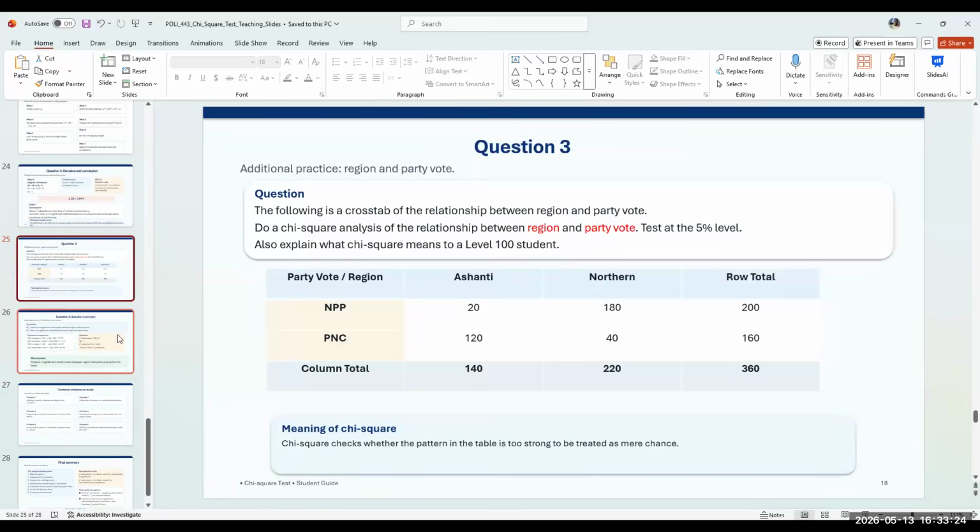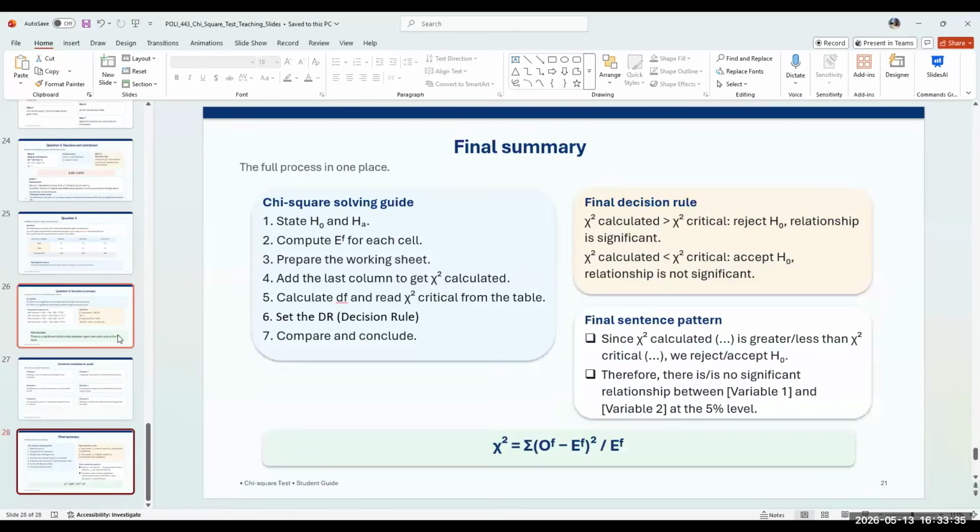Since I've not done the full solving, I just give you some answers. You can try your hands on it, solve them, and then later you can let me know what it was. So you can try your hands on this question number 3.